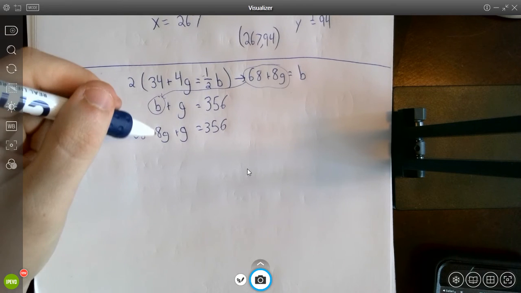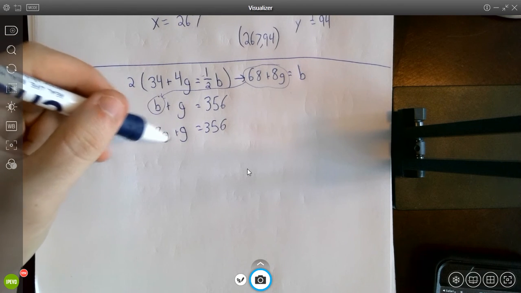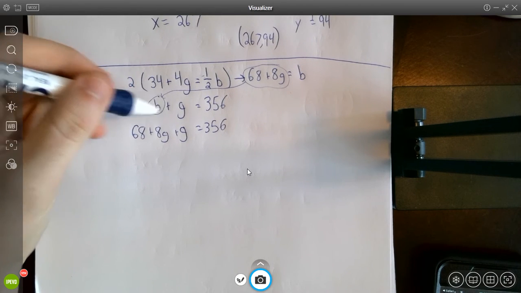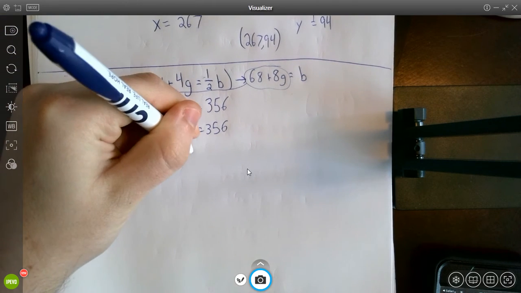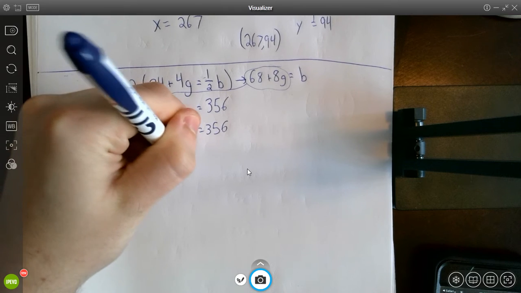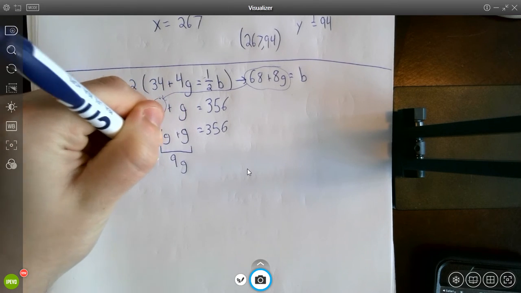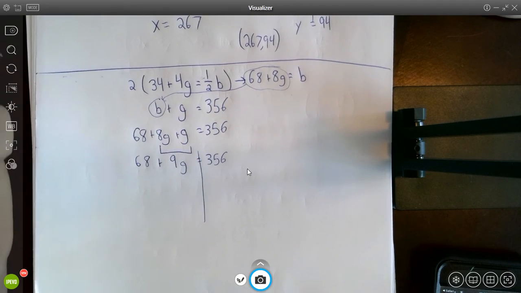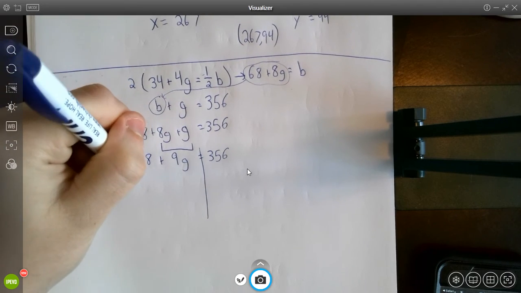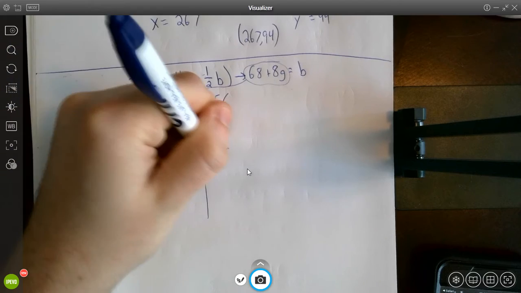So this is an equation where we're obviously solving for girls. Once we know the number of girls, we can then find the number of boys. But what we're going to do is combine like terms here. We'll have 9g, and then we're going to have to do 2 steps to solving this. So our first step is going to be subtracting 68.